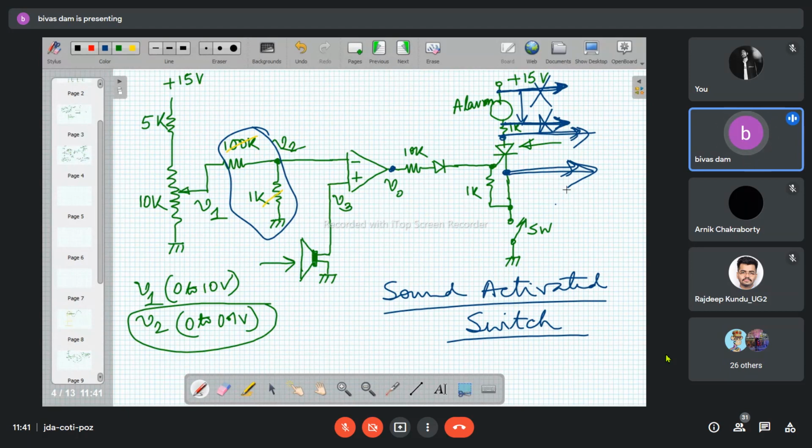Now let me move the wiper up for V1. I'll stop the V1 wiper position as soon as the output voltage V0 becomes minus Vsat from the plus Vsat. That implies that my V2 level is just higher than the ambient noise or acoustic noise equivalent voltage. Now I close the switch SW.